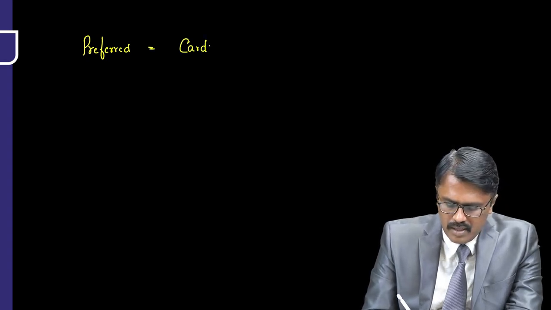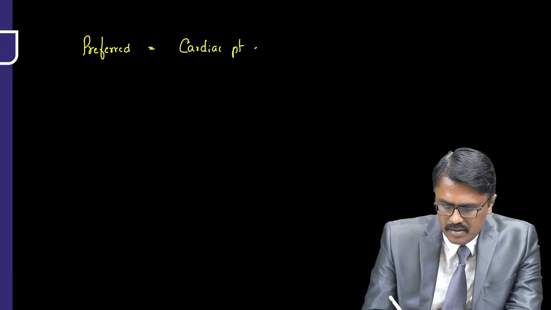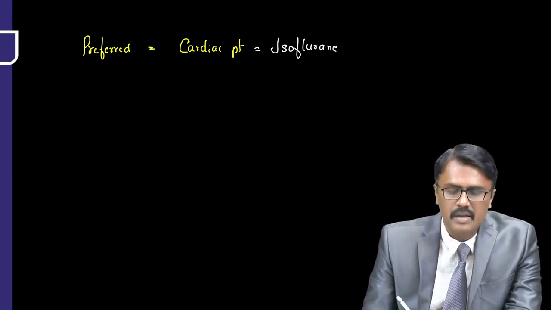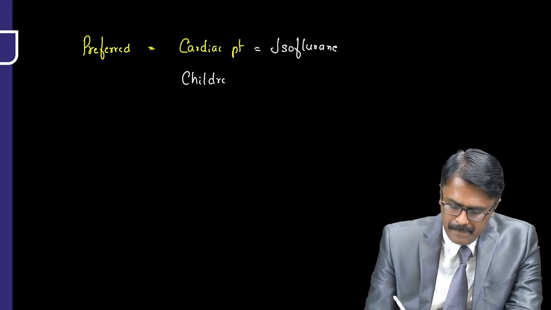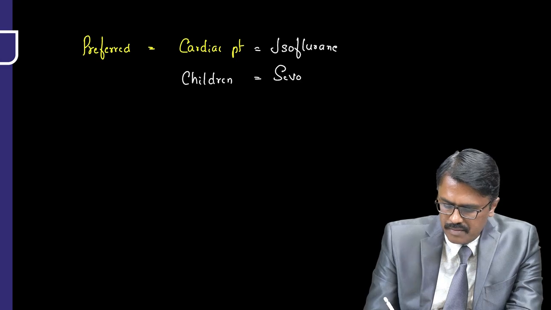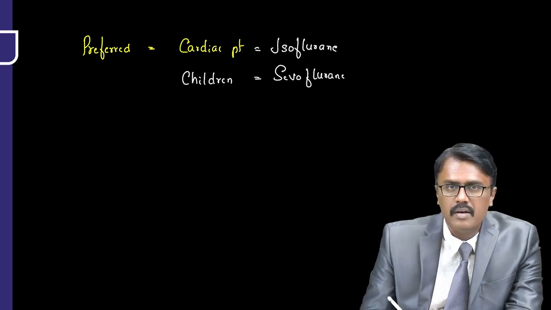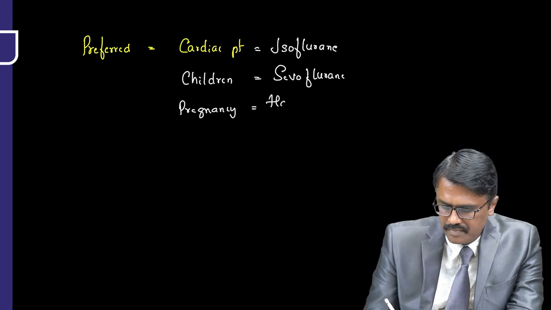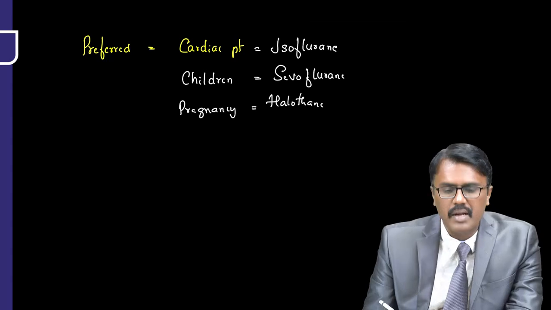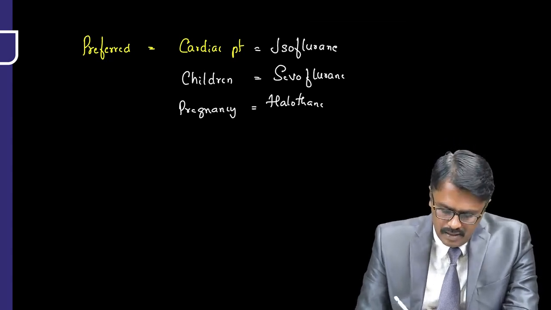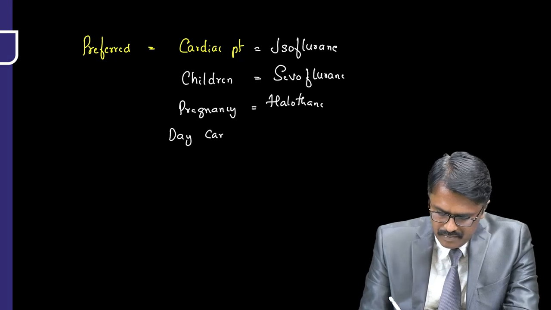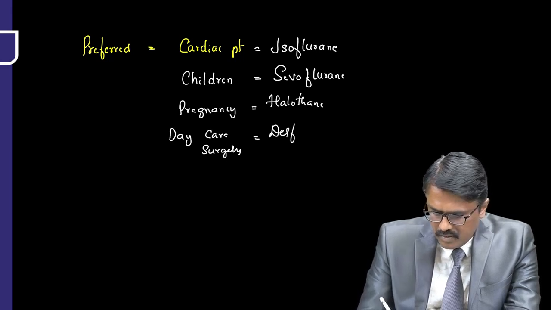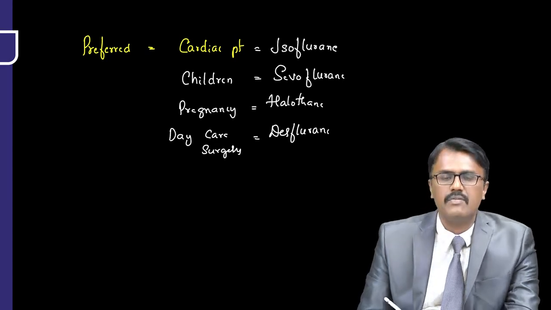Suppose you are doing a surgery in a cardiac patient. What is preferred is isoflurane, I told you, because it maintains the cardiovascular stability. Children, it is sevoflurane. Pregnancy, halothane. And daycare surgery, it is called desflurane. Desflurane.